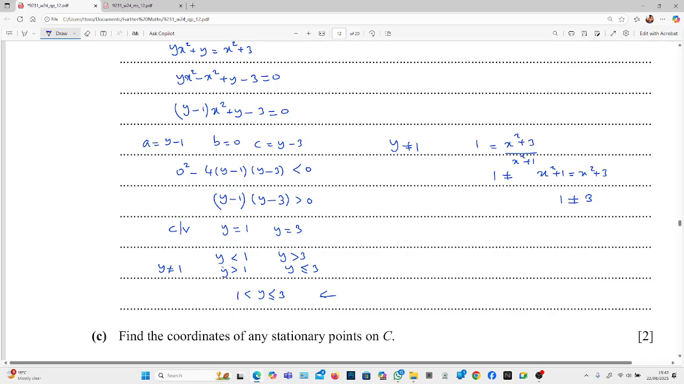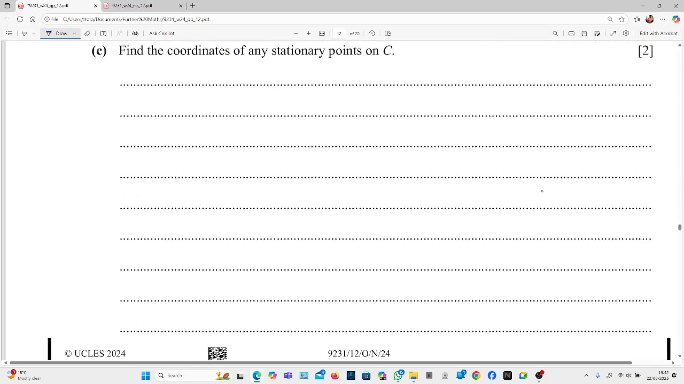So find the coordinates of any stationary points on C. That's the third part of the question, part c. So remember, we have y is equal to (x squared plus 3) divided by (x squared plus 1). So we're going to be using differentiation here, the quotient rule. We're going to have to find dy by dx and set dy by dx to 0.